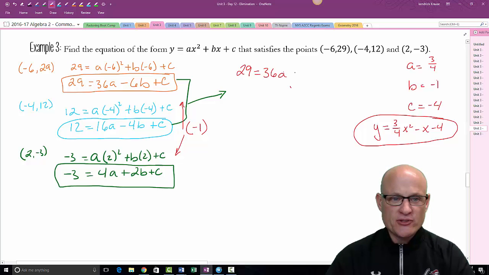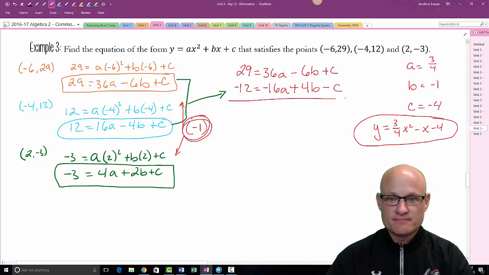So 36A minus 6B plus C. Now remember, we said we're going to multiply the second equation by negative 1. So negative 12 equals negative 16. Remember, everything gets multiplied by it. So plus 4B minus C. All right, so I get, let's see, what's this? 17 equals 20A minus 2B. All right, there's one of my equations.